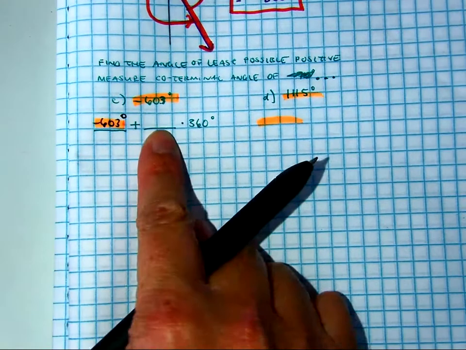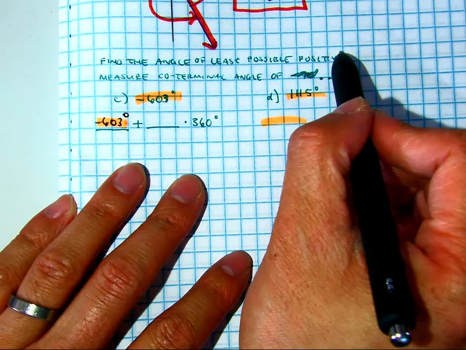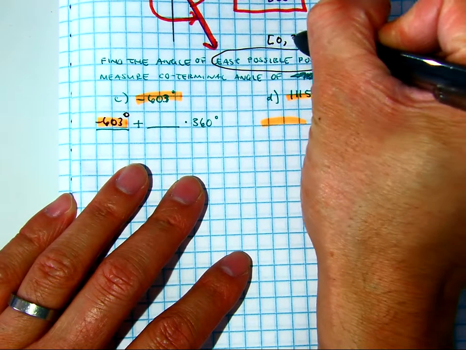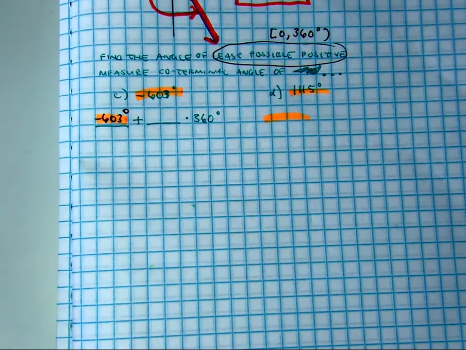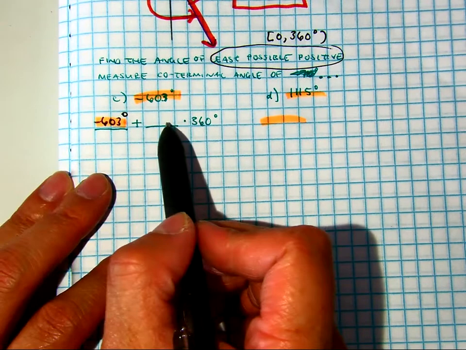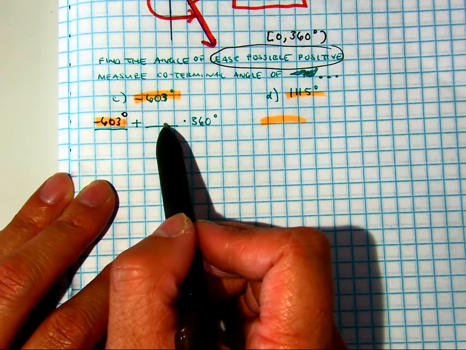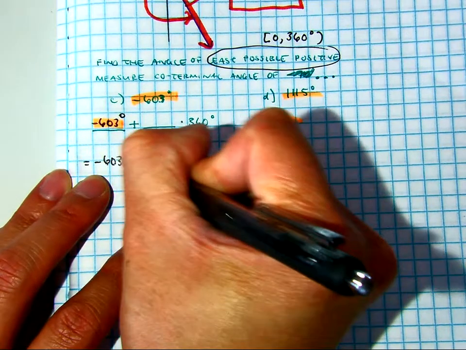Here we need to put in the number of rotations. Yesterday we learned that least possible positive basically means I need a number between 0 and 360 degrees. Class, if I put in a 1 here, would it work? If I put in a 2 in here, would it work? Yes. Let's try it. Negative 603 degrees.